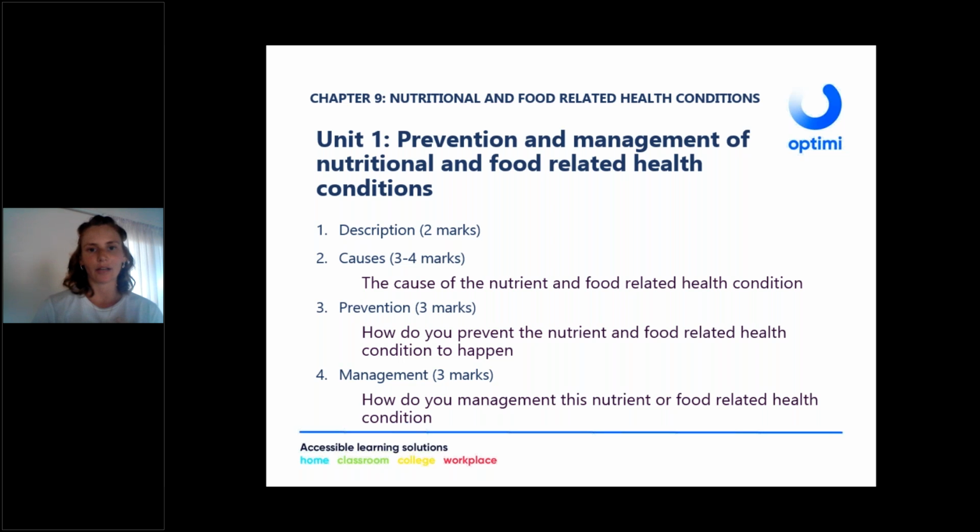Just to give you an idea, for prevention and management of nutritional and food-related health conditions, normally they would ask you to describe the condition. That will be 2 to 3 marks. Then how is this condition caused? 3 to 4 marks. They really like to ask the causes of it. How to prevent it is also very nice. Prevention and management go almost hand in hand, and they will always ask that as well. That will also count between 3 to 4 marks. So make sure you know these 4 points for each disease. That's a better way of understanding the disease, because if you know the description, the cause, the prevention, and the management, then you can know the whole disease off by heart.